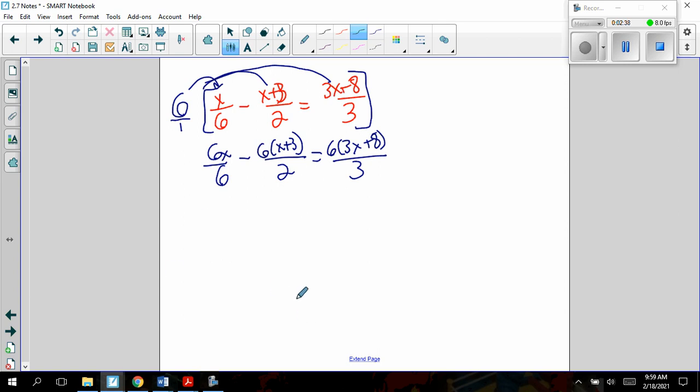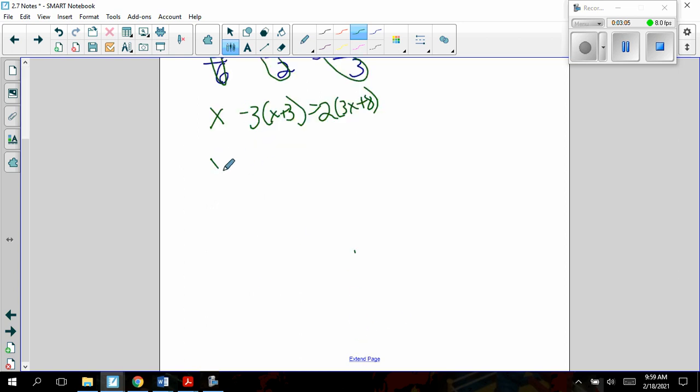Now the reason that works, because you're like, well, you still have all these fractions. I do, but I now can do some division and simplify. So 6 over 6 is 1. 6 over 2 is 3. 6 over 3 is 2. And so now I don't have any fractions anymore. Now I'm just solving this.